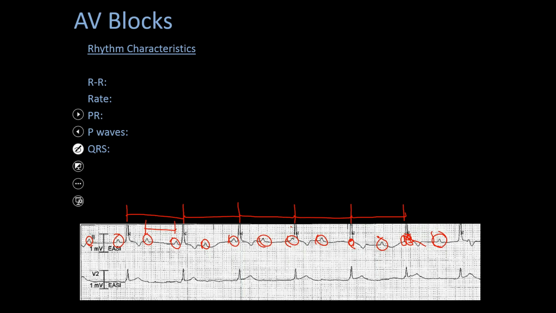So I'm going to say, based on the rate, that this is third degree AV block with a junctional escape rhythm. Based on the regularity of the R to R's, based on the fact that we have AV dissociation, and distinguishing this from, say, third degree with a ventricular escape rhythm, the ventricular rate falls within that of third degree AV block with a junctional escape rhythm.